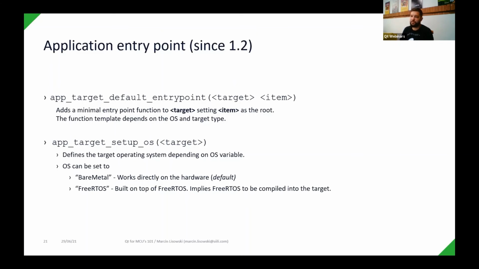And app target setup OS is a convenience macro to define your operating system in the CMake, and it will then set up some allocators and so on for your app.